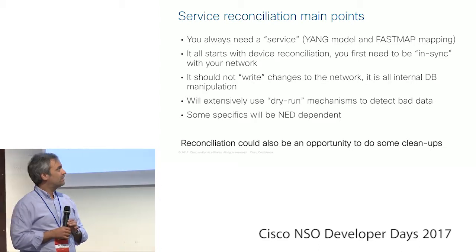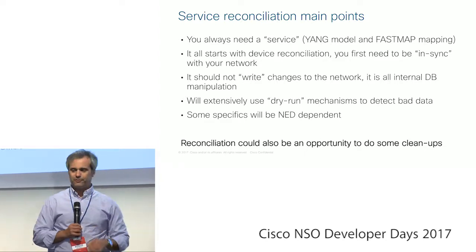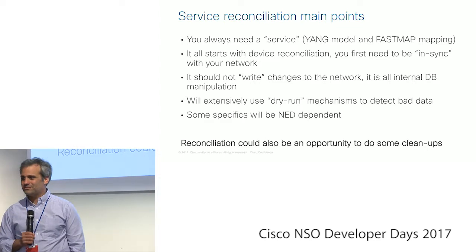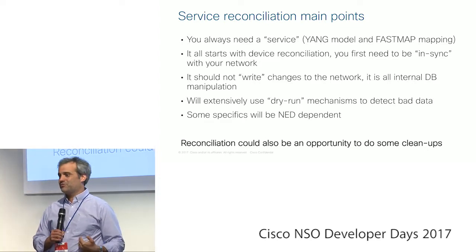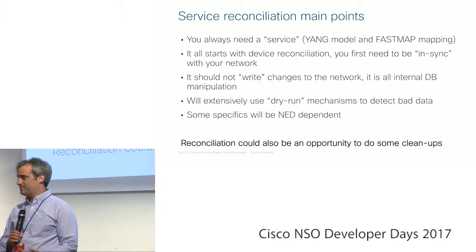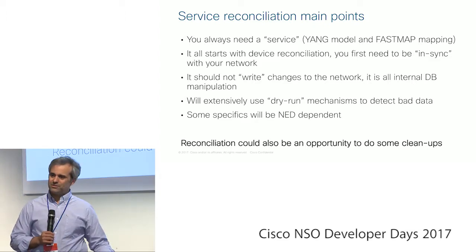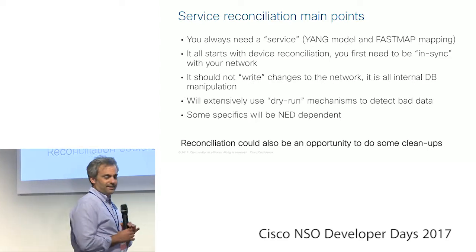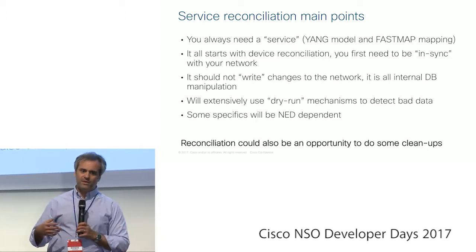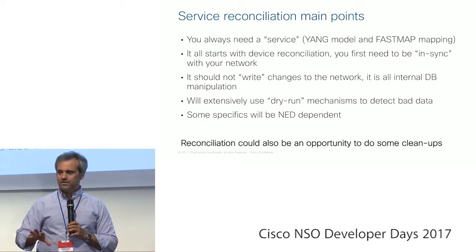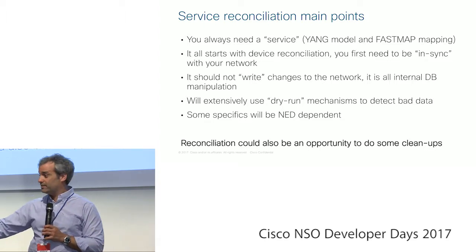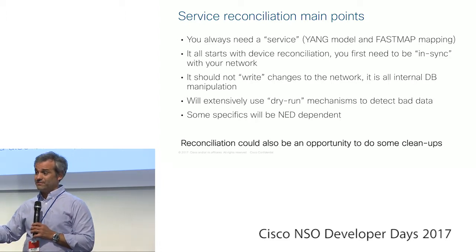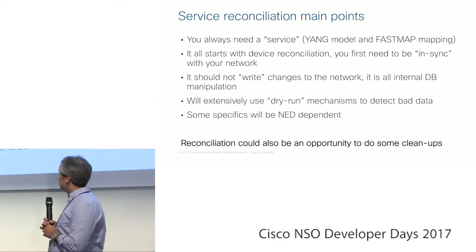Now some of the main points, and we do this and then we go for a break. One is, of course, you need your service package. Okay, so you reconcile a service, so we are going to make the assumption that that service exists. So you still need to create your services, your YANG models, and your FastMap, correct? And as I said, as you reconcile, you may be finding things which are corner cases, and in those corner cases you want to create modifications to that package, all right? So that's one of the things.